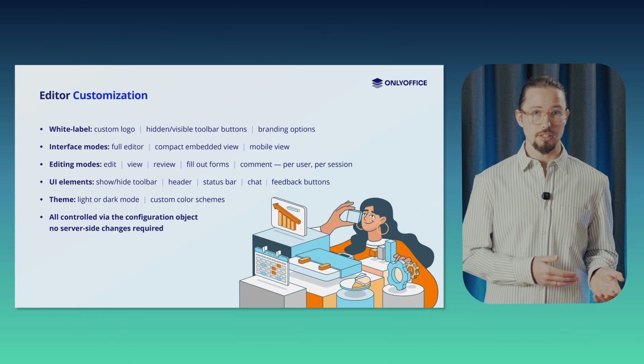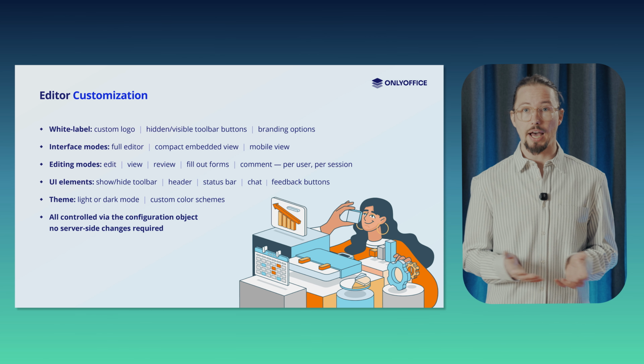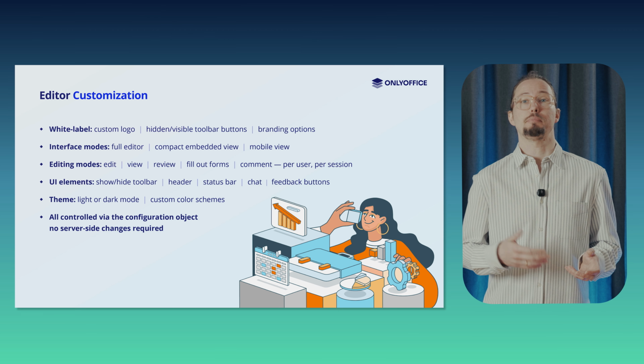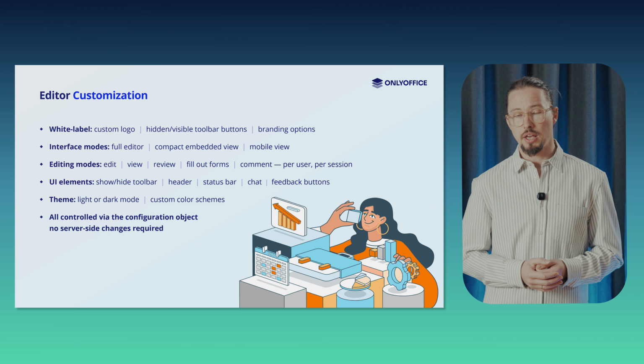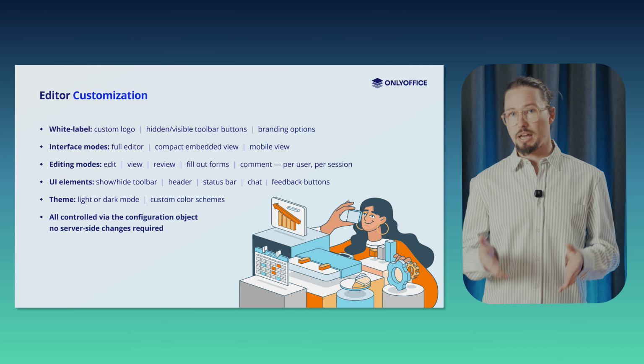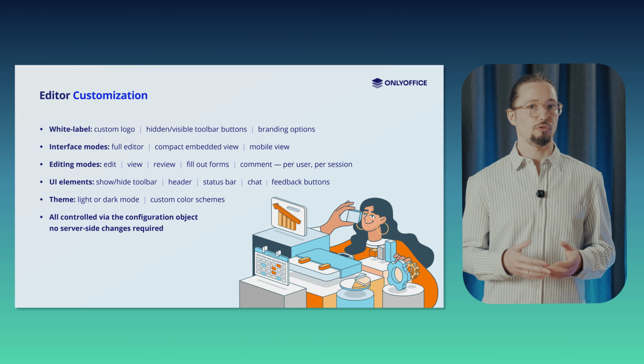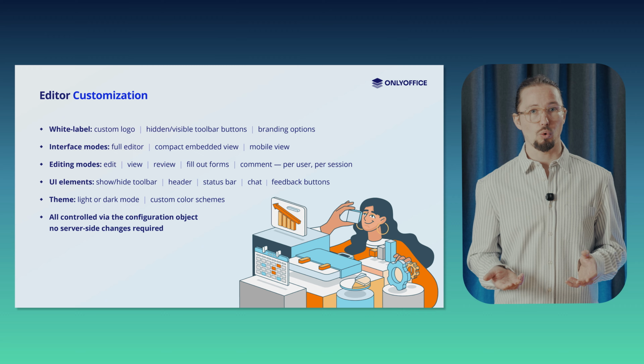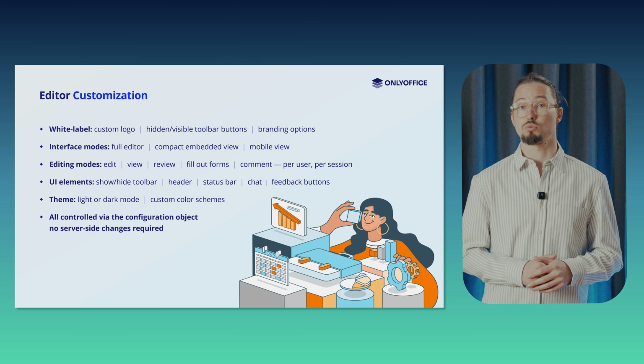You can white label it, like add your own logo, hide or show toolbar buttons, remove the About section, change the color theme. You can switch between a full editing view and a more compact embedded view. You can set it to view-only mode, review mode, or fill forms mode, depending on the user's role.